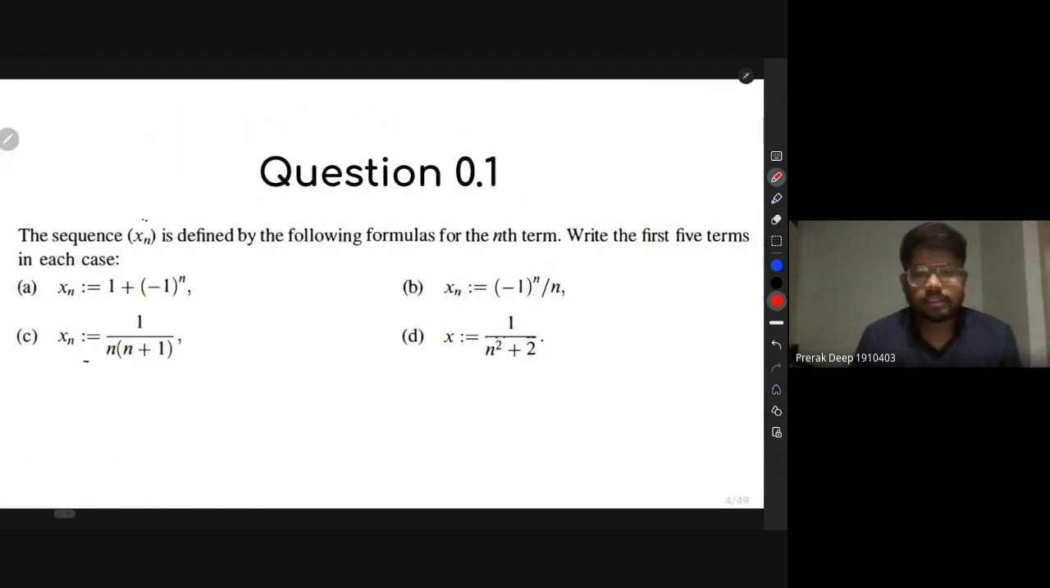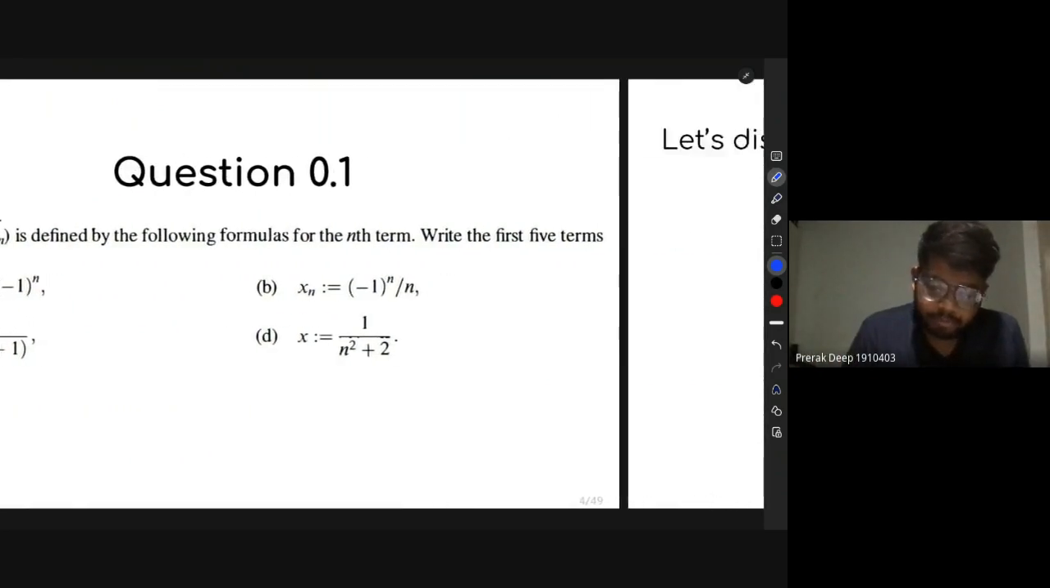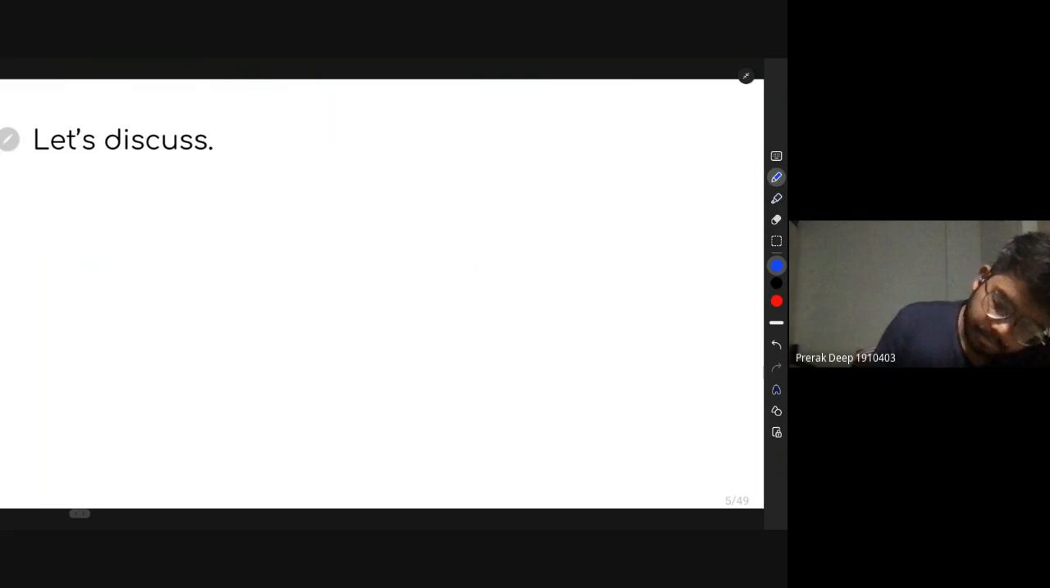Now let's move on to the first problem. In this problem, we are given four sequences, and you need to determine the first five terms of each sequence, given the nth term. It's a very simple exercise. You just need to put values of n in order to determine the first five terms. So I will start with part a.